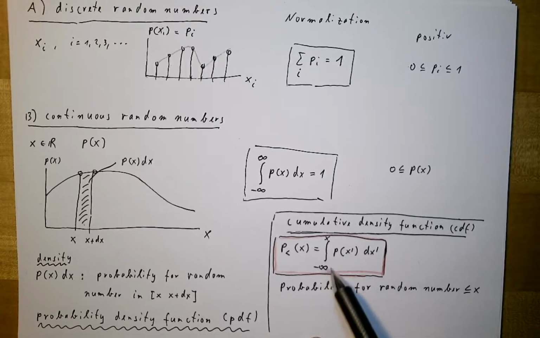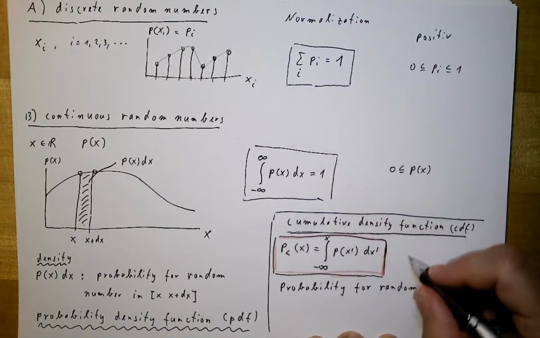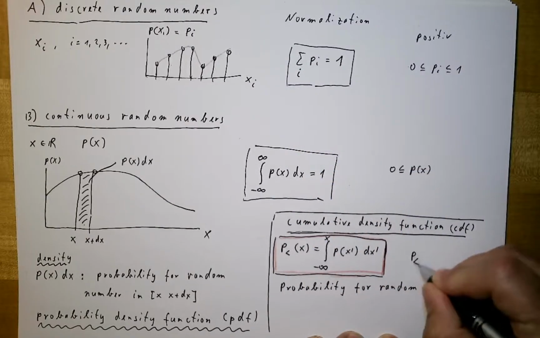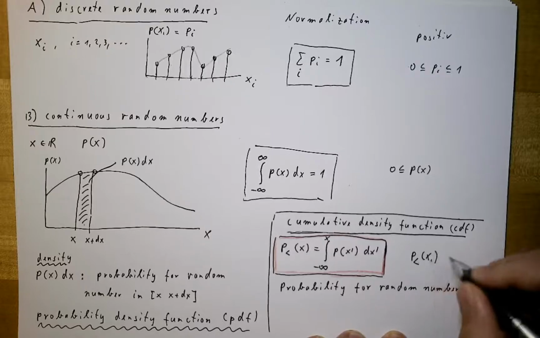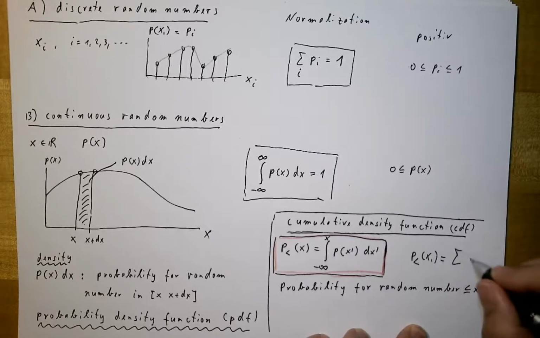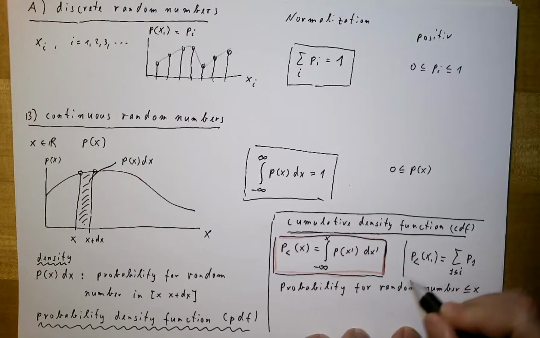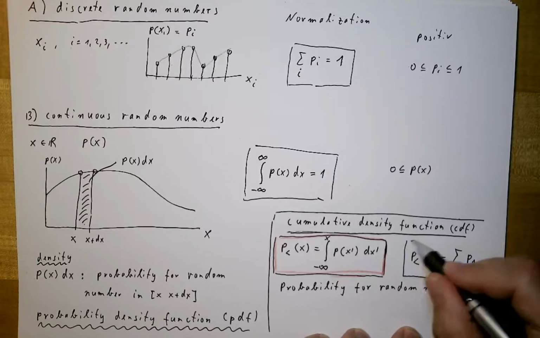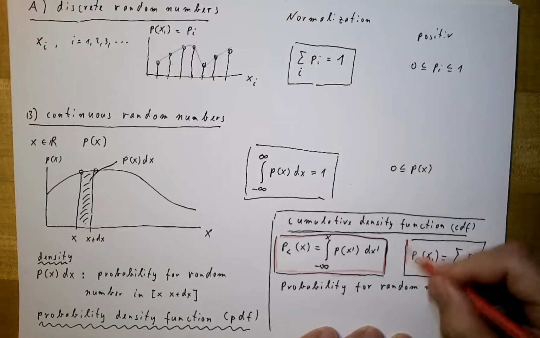You can of course construct this also in the discrete case, where we would say p smaller of the position x_i is the sum of the probabilities p_j, so that j is smaller than i. That is the analogous definition in the discrete case.